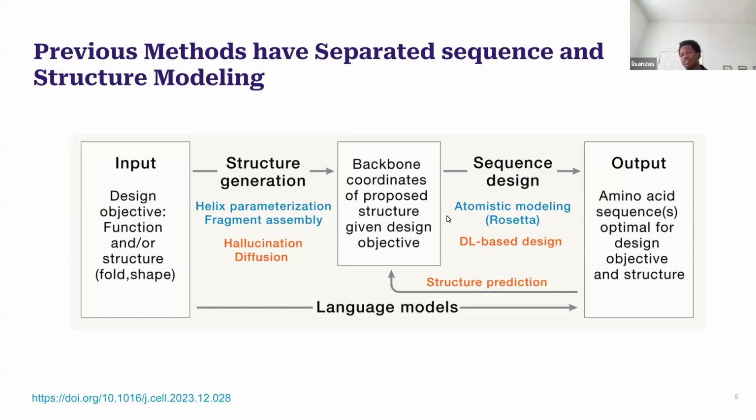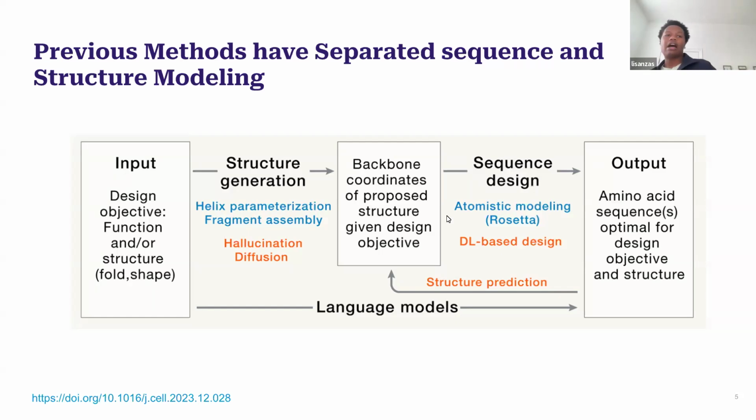But once you have this structure, you then need to find a sequence that matches that structure. This is what we call sequence design. Again, this hasn't changed largely. Previously people would use Rosetta, now people use deep learning-based methods as well. And then from there you actually get your protein, which you can now go to the lab, synthesize and test whether it works.